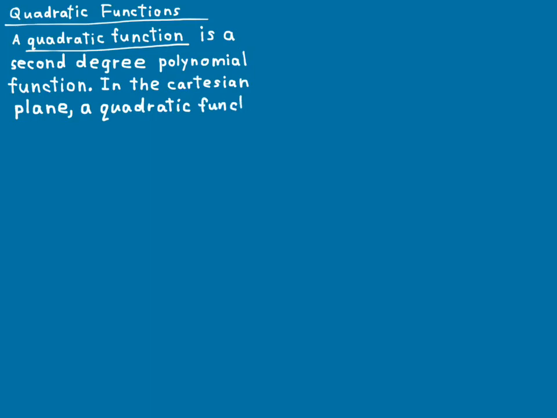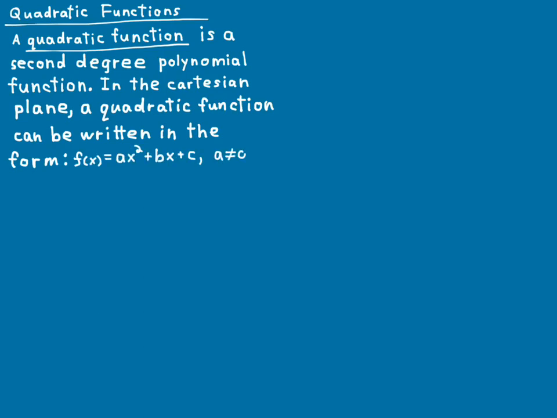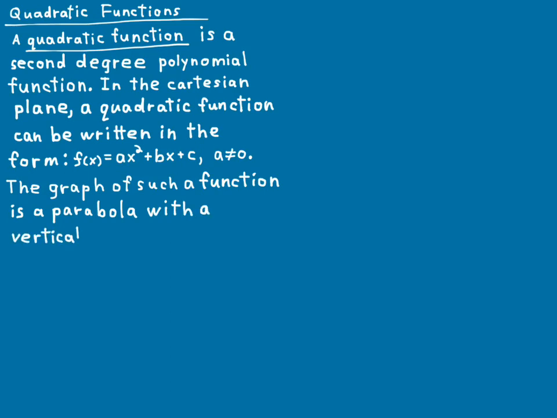In the Cartesian plane, or the real plane, a quadratic function can be written in the form f of x equals ax squared plus bx plus c, where a is not equal to 0. If a were 0, that would be a linear function, just f of x equals bx plus c. So that's why that condition is there. It wouldn't be second degree in that case. The graph of such a function is what we call a parabola, and it has a vertical axis of symmetry.